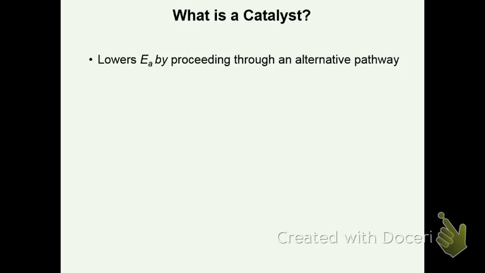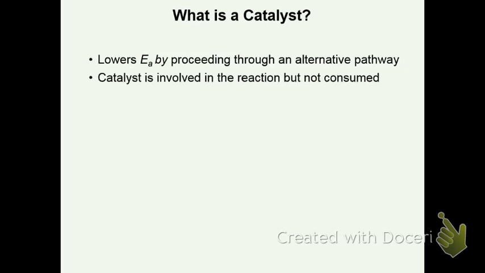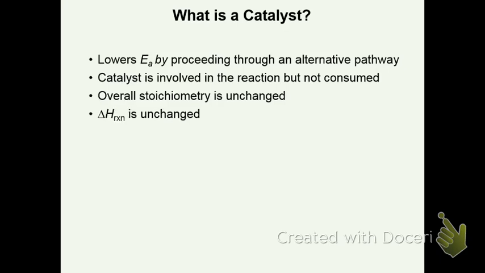So it does this by basically creating an alternative pathway for the reaction that has a lower energetic barrier or activation energy. And so it's involved in the reaction, but it's not consumed. And this means that the overall stoichiometry of the reaction isn't changed by the presence of a catalyst. And this also means that the thermodynamics of the reaction are unchanged. So only the activation energy and therefore the rate is affected. The catalyst is transformed during the course of the reaction, but it's regenerated when the reaction is complete.